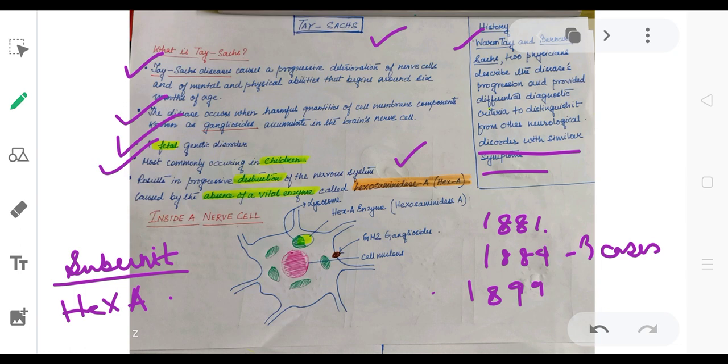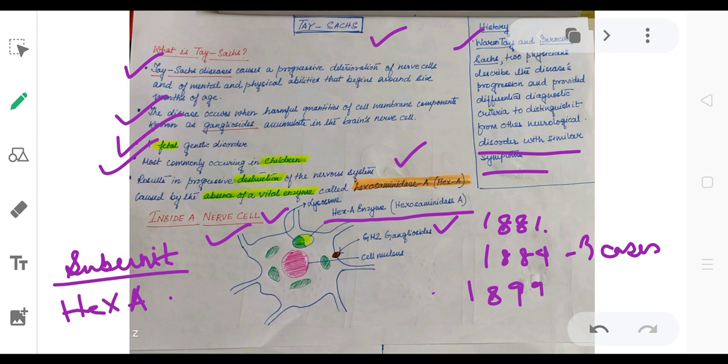Moving on to the pathophysiology and the genetics of the disease. Now you know that this is a nerve cell which I am talking about, and you get to see this GM2 ganglioside, and you have the lysosome. In this lysosome, a particular enzyme is associated, that is the Hex A enzyme, hexosaminidase A. So the Hex A enzyme is present in the lysosome, right?